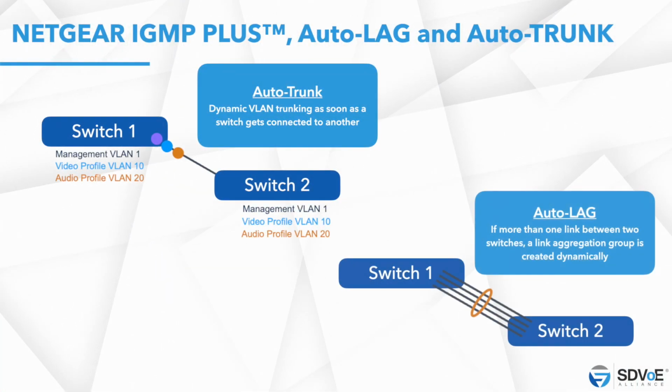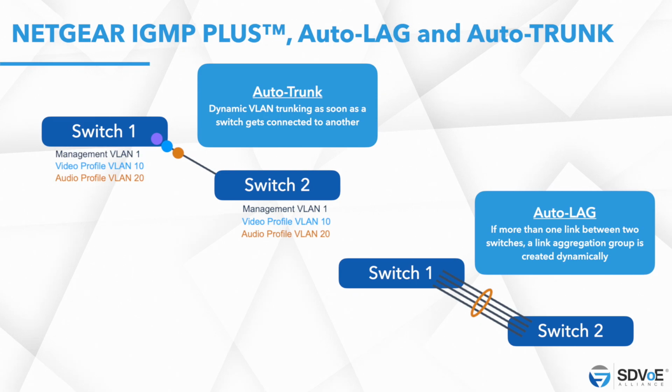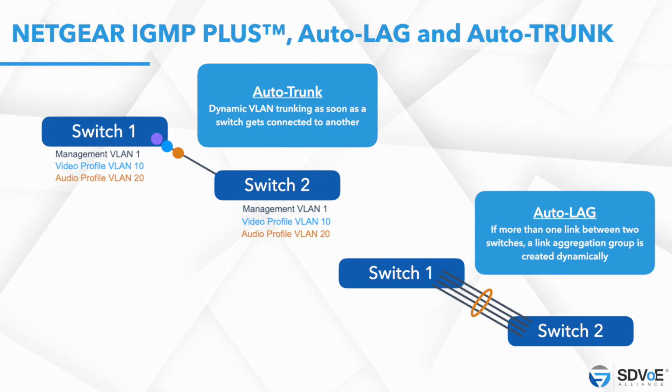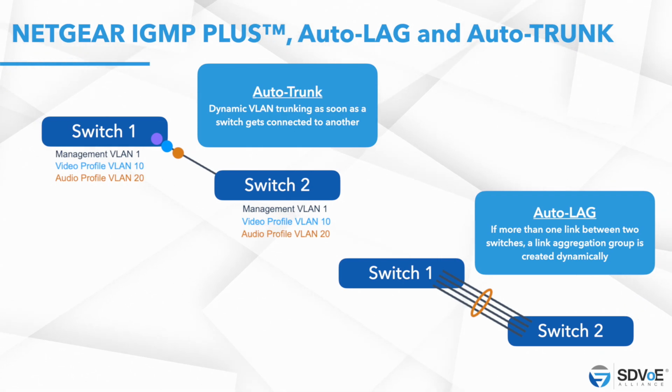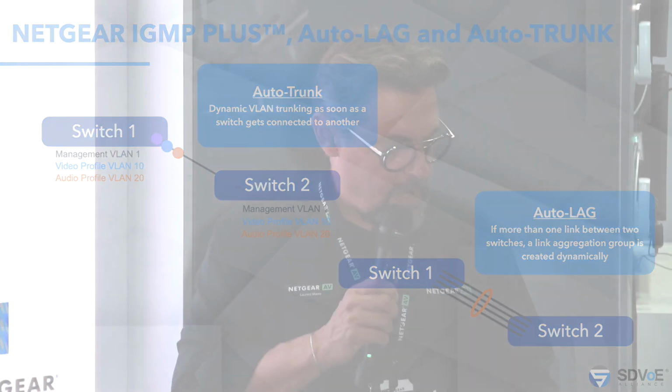In order to make your life easier, we went further. With IGMP Plus, we now can do auto trunk and auto LAG so that you don't even really configure the uplinks, nor the EtherChannel or link aggregation, so that you have a quite automatic network for your AV over IP installation. You want to focus on your AV, not so much on your IT backend.